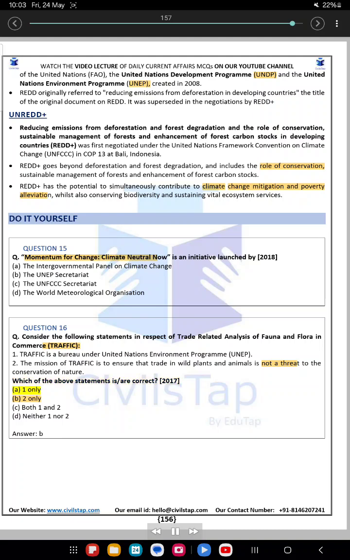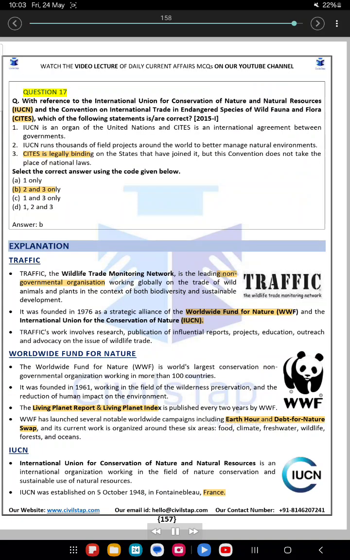2017. A. 1 only. B. 2 only. C. Both 1 and 2. D. Neither 1 nor 2. Answer B. Question 17.